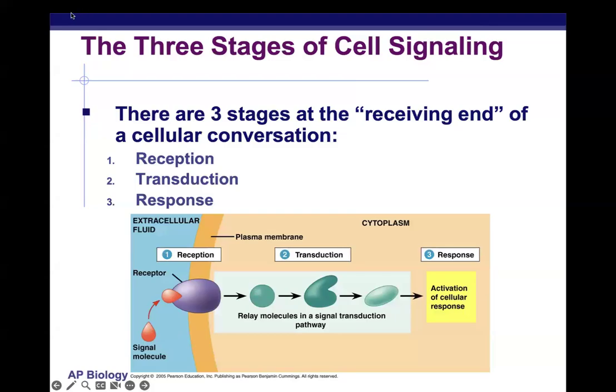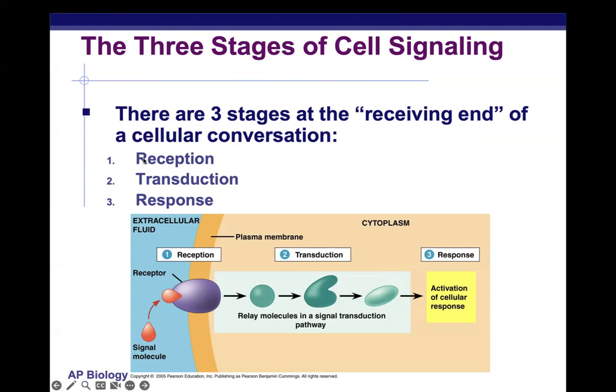Now, in general, whether it be local paracrine signaling, long distance endocrine signaling, or even cell-to-cell contact, what we call juxtacrine signaling, with cells right next to each other, we can model those signaling steps, the steps to produce, receive, and do something about that message, in three stages. So there are three stages at the receiving end of a cellular conversation. So the cell might receive that message, that ligand, that hormone, that signaling molecule.